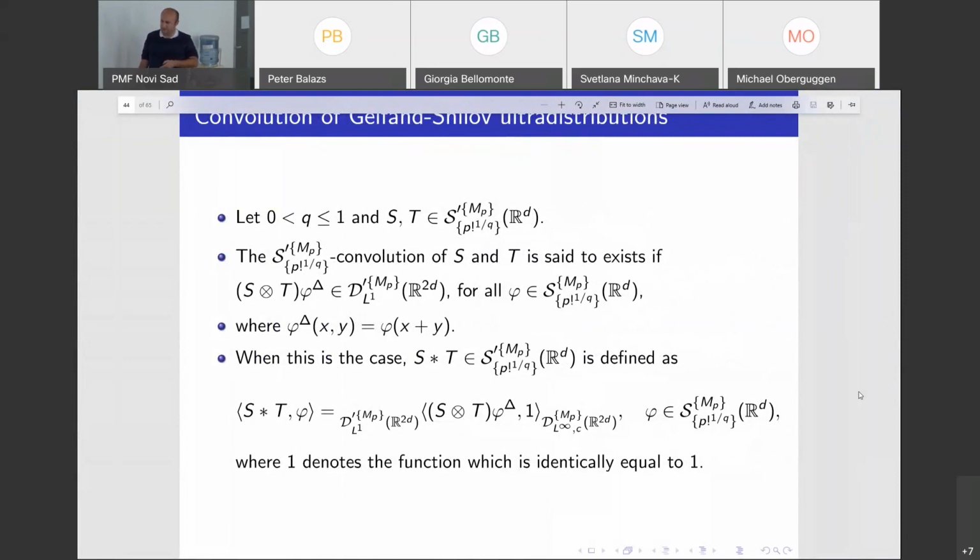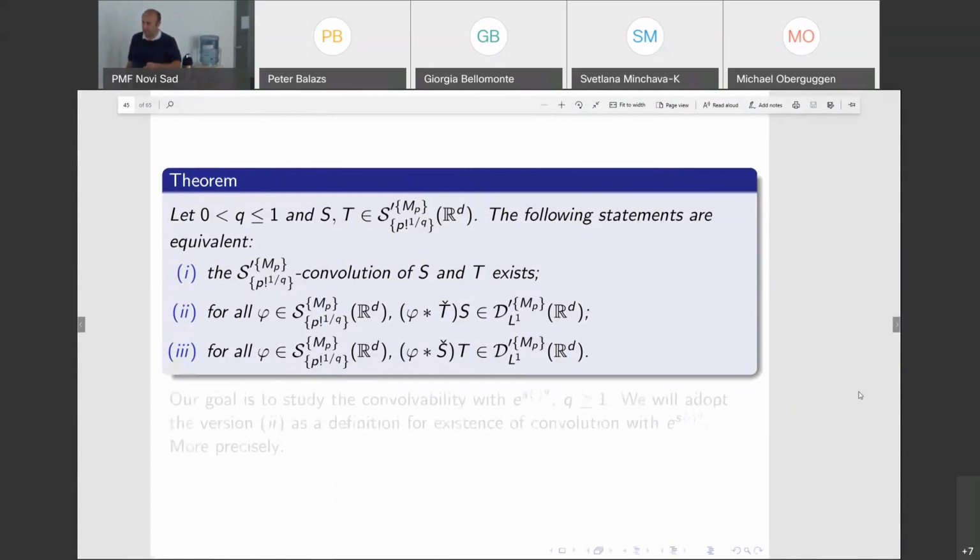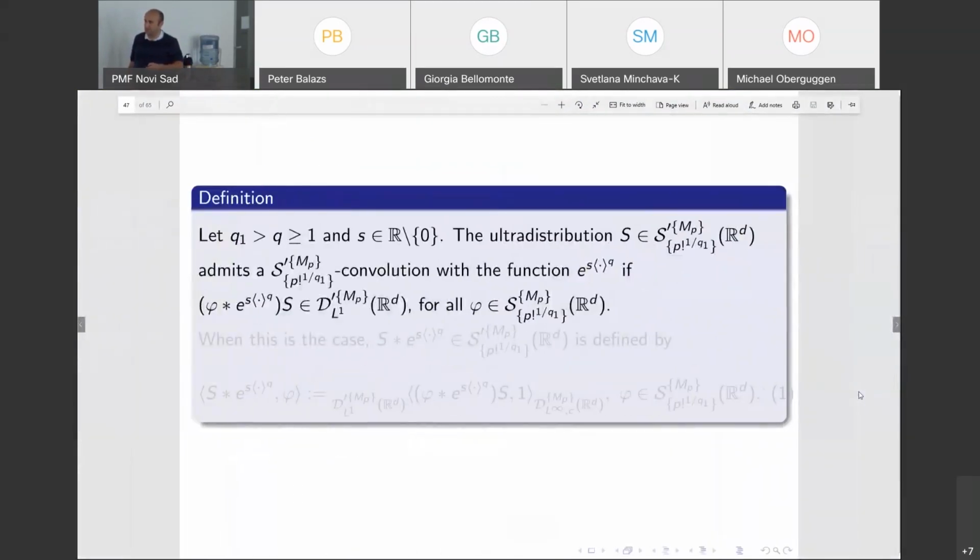Okay, and then we just go a little bit to the details. So this is general theory of convolution. Then we can pick one of these equivalent conditions for the convolution. Well, we adopt this second one. It's interesting, and so this is just so: an ultradistribution admits convolution if this thing.